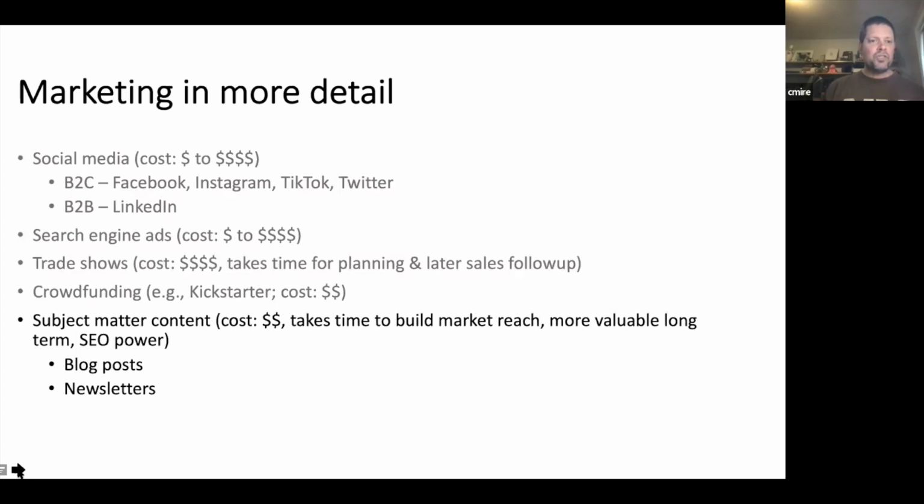Okay. Subject matter content. The cost is not too bad either. This is stuff like blog posts or newsletters. If you're an expert in your field, you might write a nice little blog post saying, hey, have you ever been trying to solve this problem? What would you think if you could do this and this and this? Well, tell you what, there's a product that does that. And then that blog post can start to rank on the search engines.